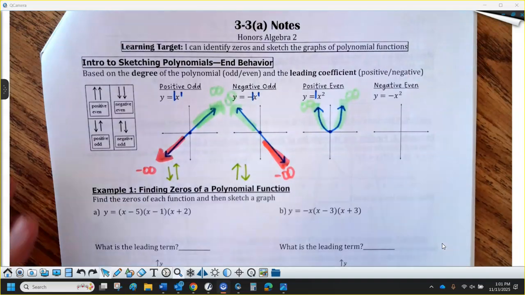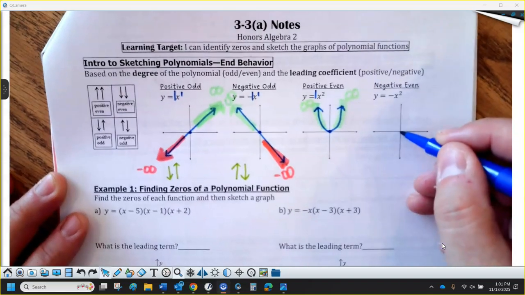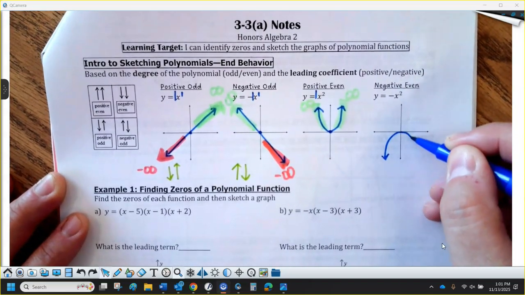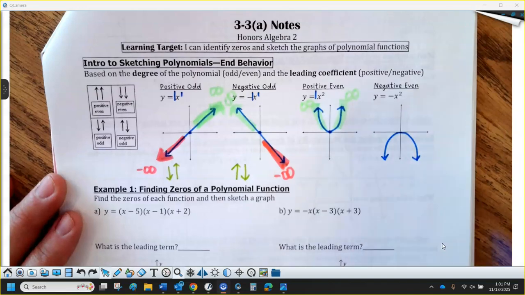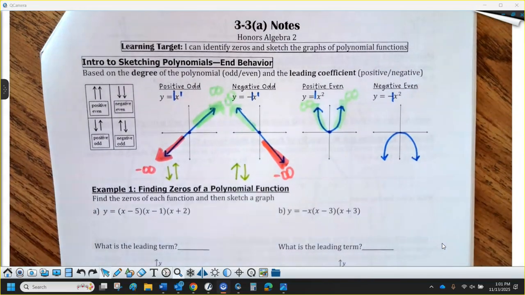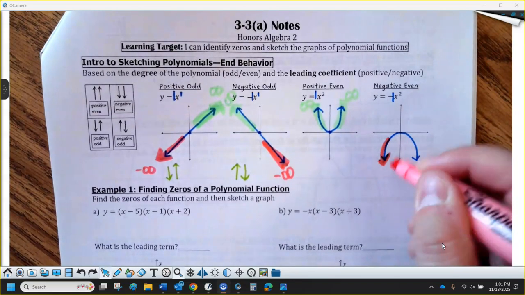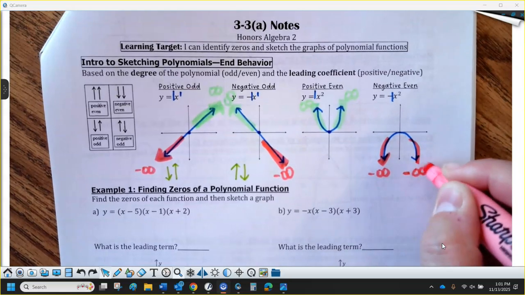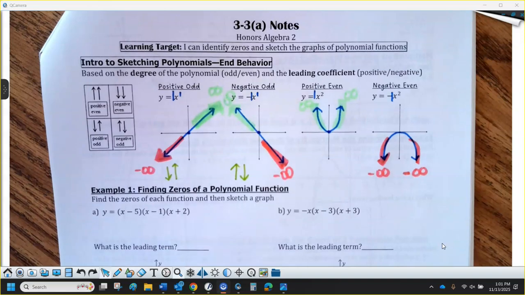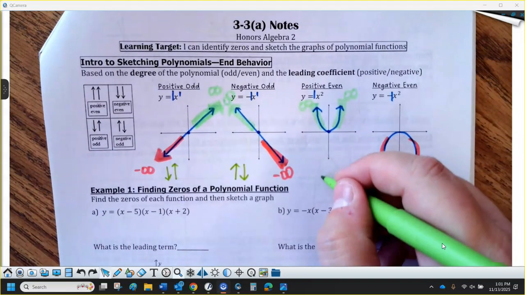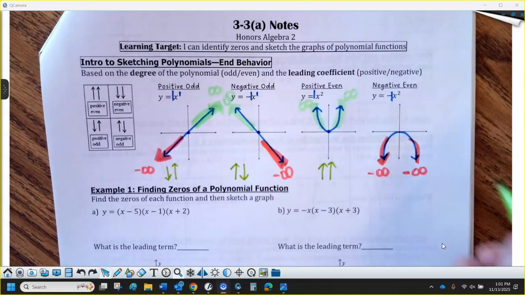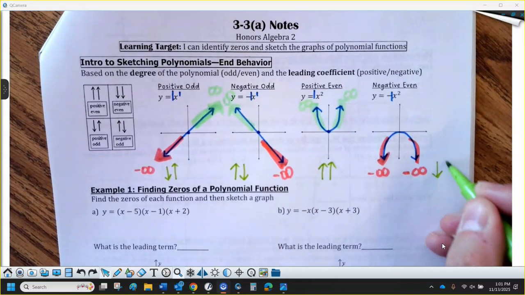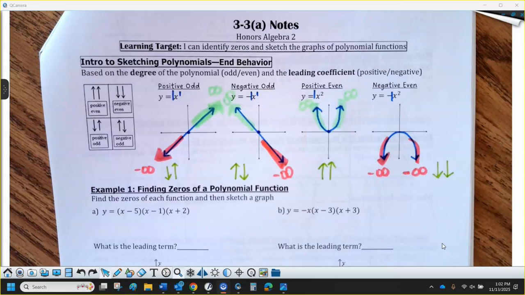Now, the last one, this is negative even. So negative x squared, you know if you have a negative in front of your x squared, that flips your parabola to go upside down. So the negative 1 in front of that is the negative in that description, and then the even is the exponent. So both ends, the end behavior on both ends here goes down to negative infinity. Oops, sorry, let me go back to the little chart. So positive and even, both ends go up. Negative and even, both ends go down.